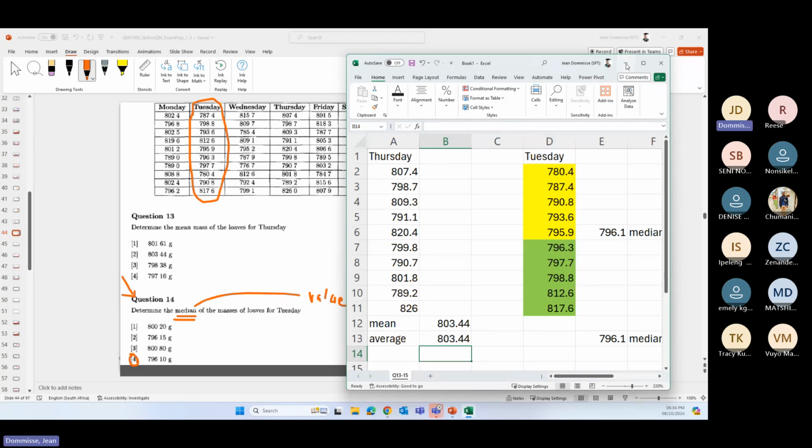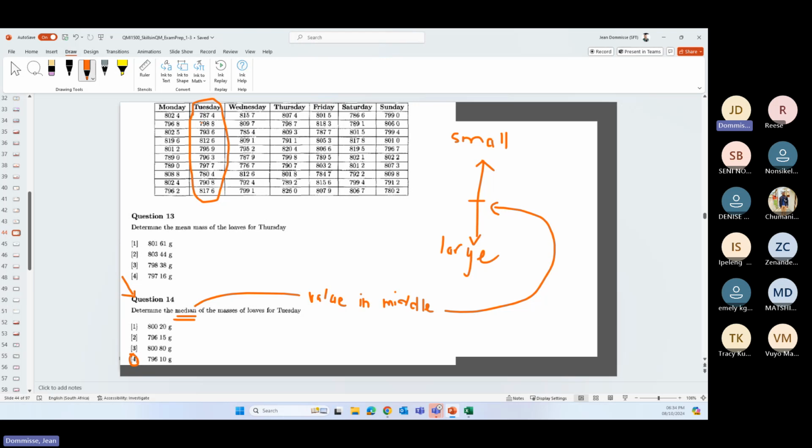But again, if you don't like Excel or don't have access to Excel, the same method used here, we could have done on a piece of paper and said, okay, what's the smallest number? The smallest number is 780.4. What's the next smallest number? Okay, it is 787.4. So we could have done it that way as well to get to the median.